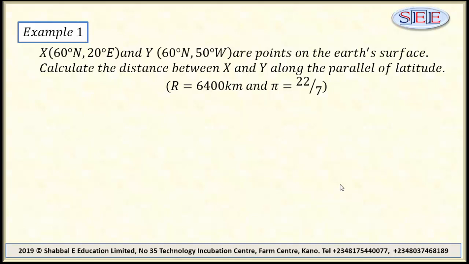and the value of pi to be used here is 22 over 7. Solution to this problem: what we do first is to draw the diagram of the earth and try to mark the position of x and the position of y.